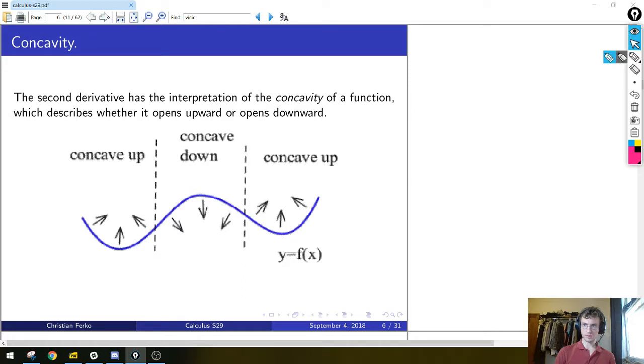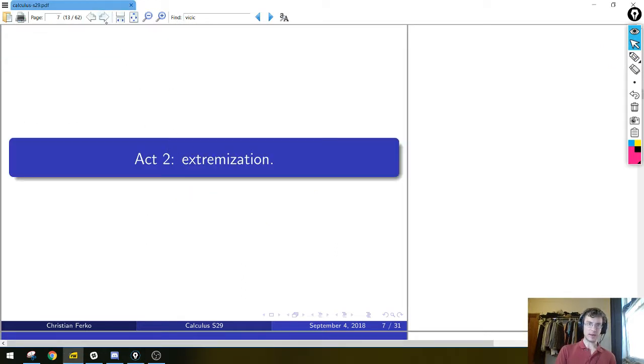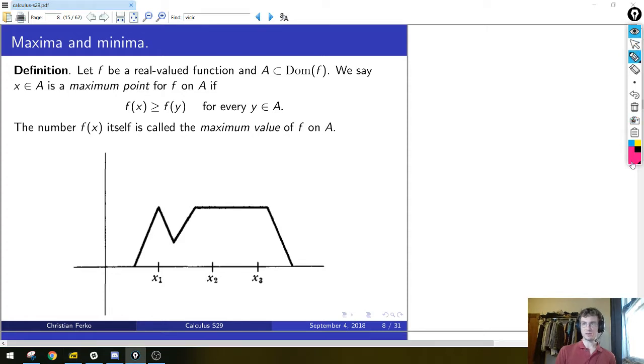Cool. Okay, so let's start with finding maxima and minima. First we have to define precisely what we mean by a maximum if we're going to prove things about it. Let f be a real valued function with a domain, and consider a set of points A which is a subset of the domain. It doesn't have to be the whole domain. A point x in this set A is called a maximum point for f on A if the value of f at that point x is greater than or equal to f of y for every other point y in A.